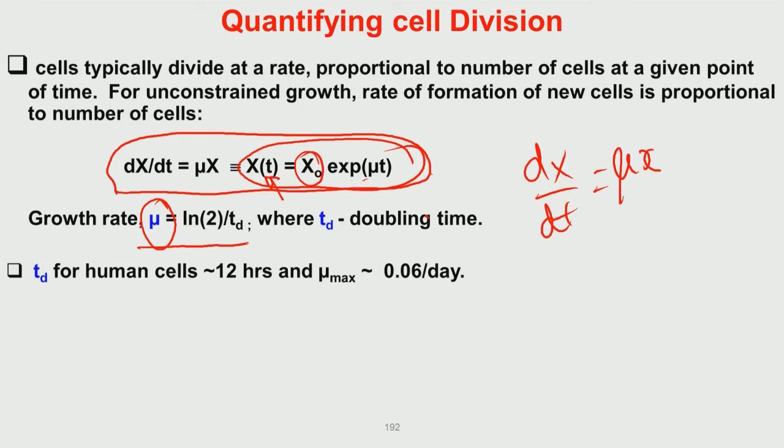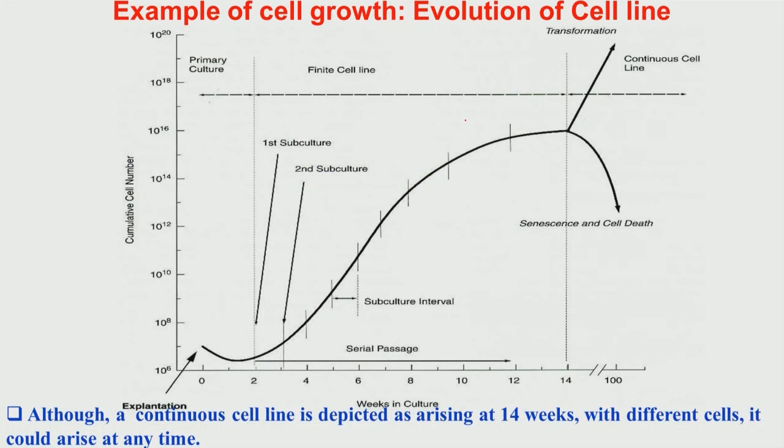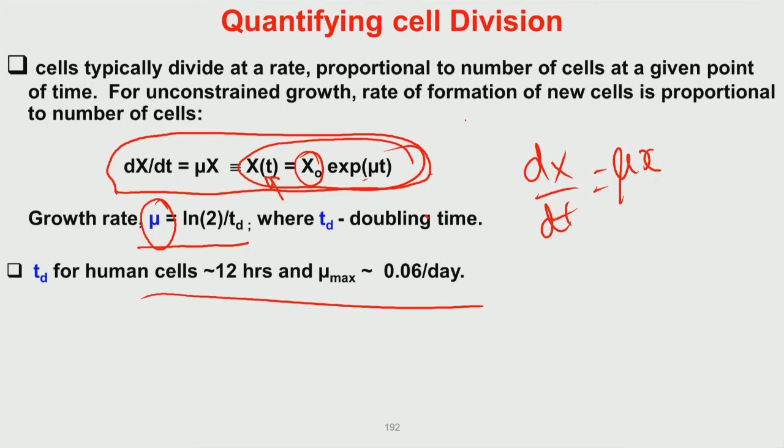So, mu is your growth rate, which is natural log 2 divided by T d. So, T d is the doubling time. For most human cells, the doubling time is 12 hours. Therefore, mu max, the maximum, is 0.06 per day. So, I think I will stop here and then we will start with the next model.